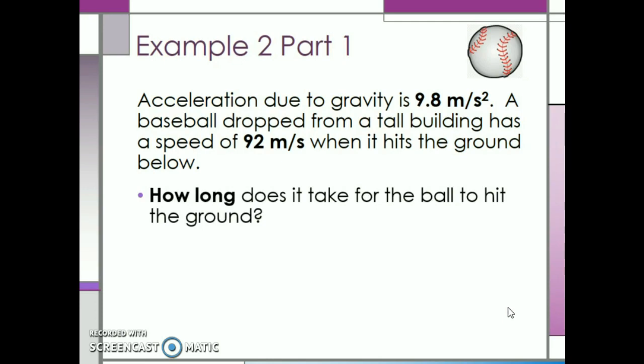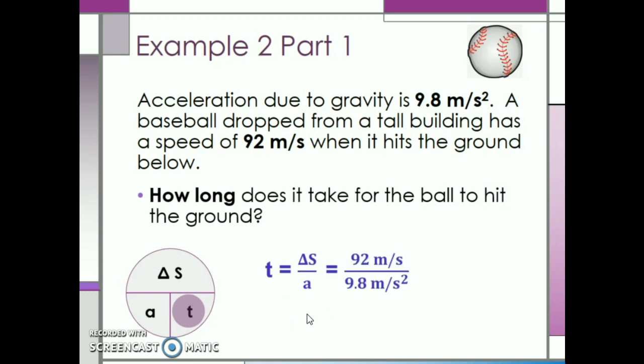In this problem, how long would be time? Looking at our equation circle, for time, and covering up time, we see that we are left with change in speed divided by acceleration. Since the ball is initially not moving, its change in speed will be the final speed of 92 meters per second. Our acceleration, we are told, is 9.8 meters per second squared. Dividing 92 meters per second by 9.8 meters per second squared, we are left with approximately 9.39 seconds. Again, if you are unsure of your units, go back to the equation circles with the units.